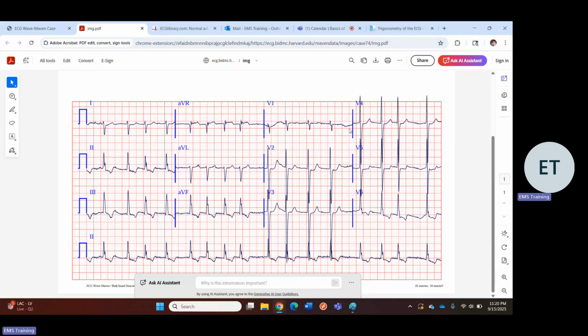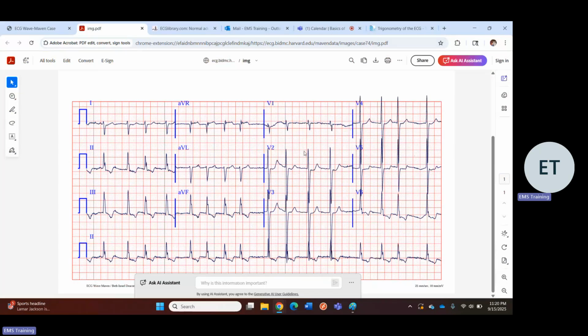So what does this look like total? Let's see what the rate is. We're not going to use the box-to-box method because this is irregular. So we're going to count them all up and multiply by 6. There probably is one right here, so it might be a little faster than what I'm going to estimate here. 1, 2, 3, 4, 5, 6, 7, 8, 9, 10, 11, 12, 13, 14, 15, 16, maybe 17. So this is 96 to about 102 beats a minute. Kind of fast.